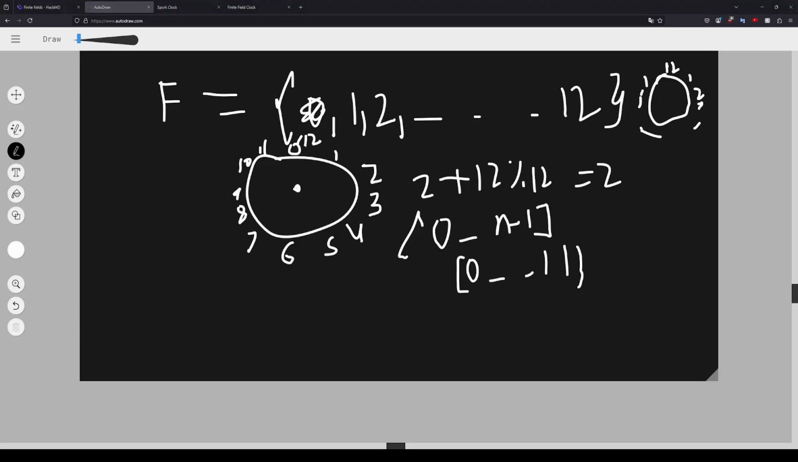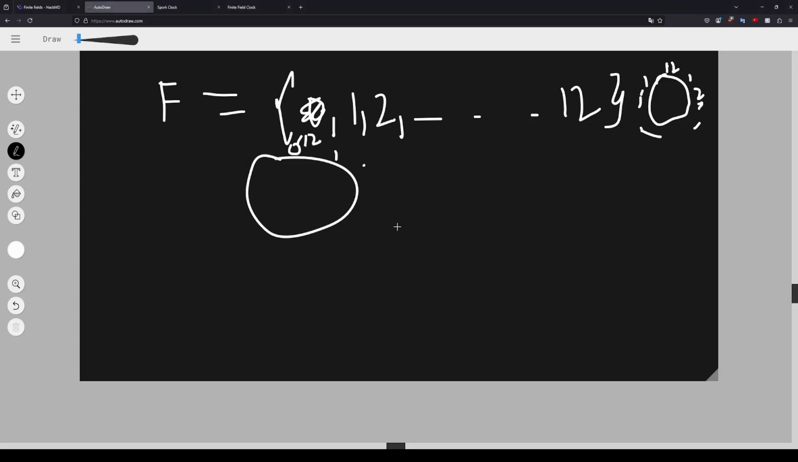That's the addition. Now the negatives. We call it additive inverse in the finite field. So let me clear this. Observe the behavior of negatives in real numbers. Like we all know, 1 plus minus 1 is equal to 0.